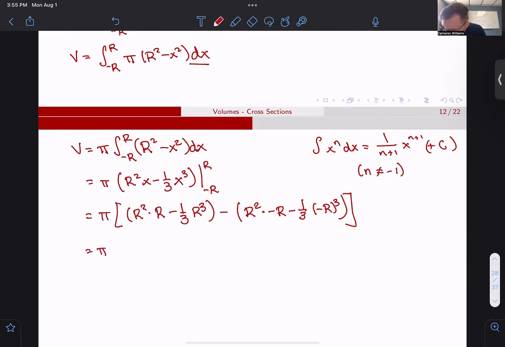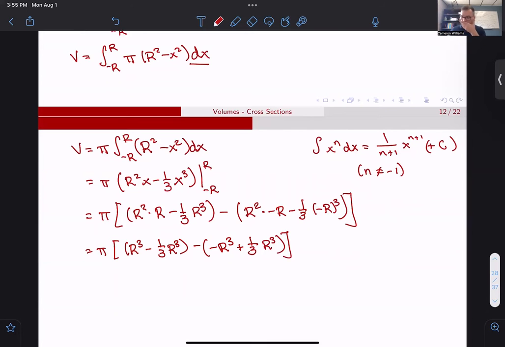And then here we have negative, and then 3 more negatives, negative, positive, negative, positive. So this will be pi times r cubed minus 1/3 r cubed minus negative r cubed plus 1/3 r cubed. And notice that these two terms are just negatives of each other. And we have this negative here. Like I said, if you're not careful, you might end up accidentally canceling these and ending up with 0 as your volume. We know that's not right. So just be very, very careful.